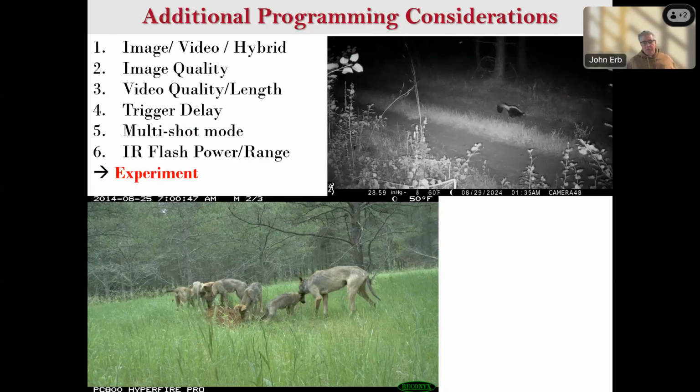These are just a handful of other things that cameras allow you to program. Do you want it to take pictures or videos? And many of them allow some sort of a hybrid where maybe it takes an image quick, but then it will take a 5-second video. Every camera can be a little different.